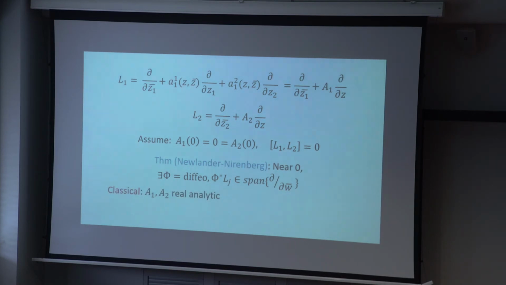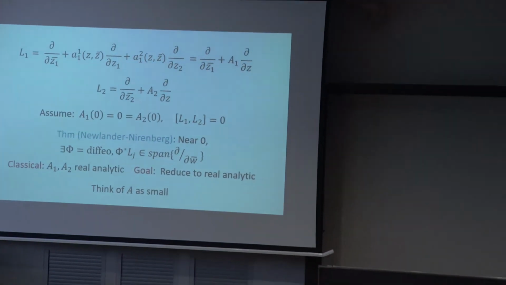Francois told us in his talk that when A1 and A2 are real analytic, everybody knows how to do it. It's pretty easy to do. So today we are going to just reduce it to the real analytic case. Okay, and also A of 0 is 0. We're working near 0. I want you to think of A as being very small. So these are just a perturbation of d by dz bar.